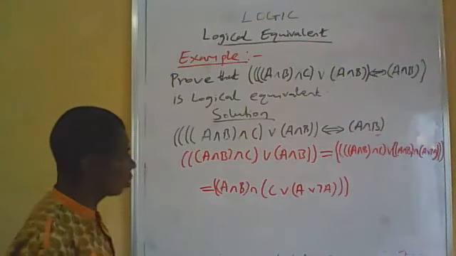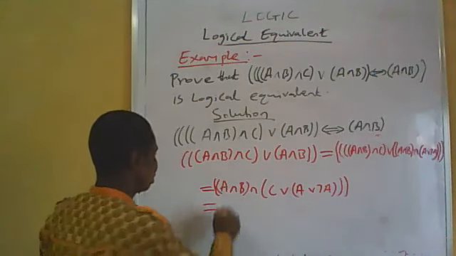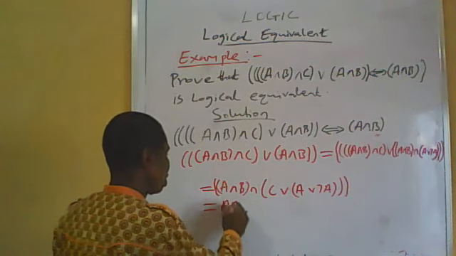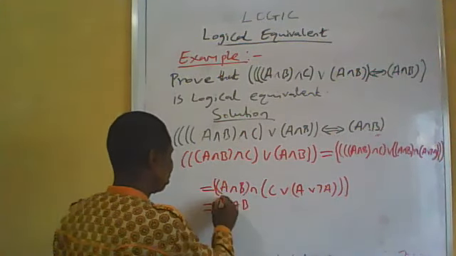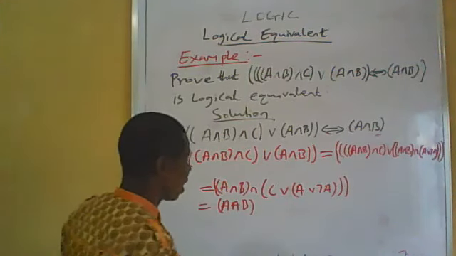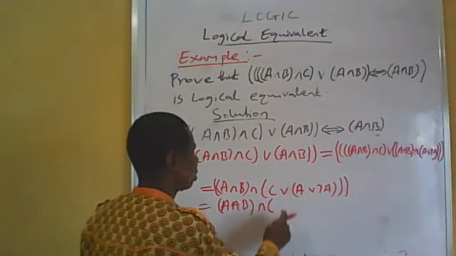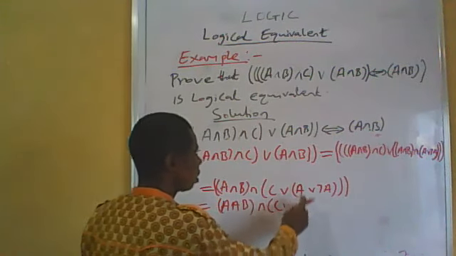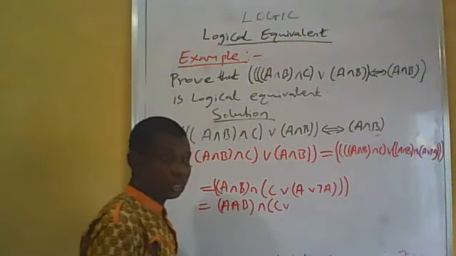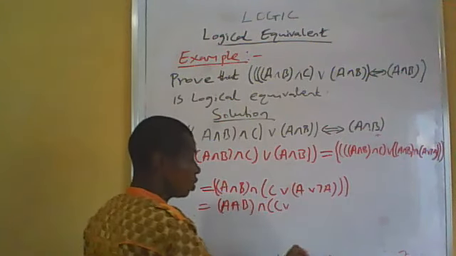A or not A is equal to A and B, is equal to A and B and C or A or not A is T. It is a tautology. It is T.